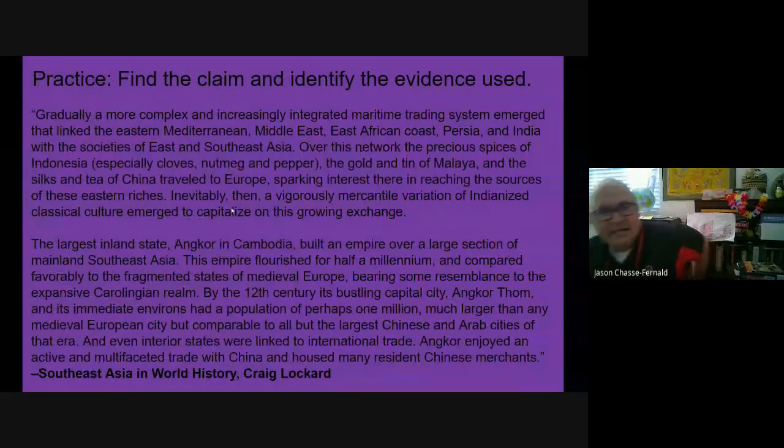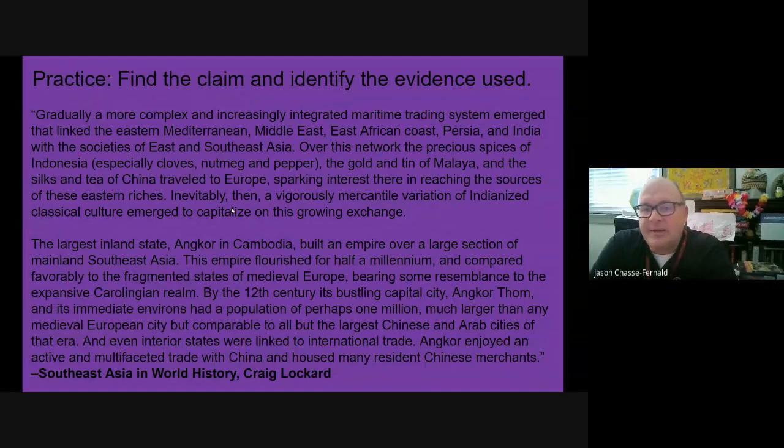So this is an excerpt. "Gradually, a more complex, increasingly integrated maritime trading system emerged that linked the Eastern Mediterranean, Middle East, East African coast, Persia, and India with societies of East and Southeast Asia. Over this network, the precious spices of Indonesia, especially cloves, nutmeg, pepper, the gold and the tin of Malay, and the silks and teas of China traveled to Europe, sparking interest there in reaching the sources of Eastern riches. Inevitably, then, the vigorously mercantile variation of Indianized classical culture emerged to capitalize on this growing exchange."